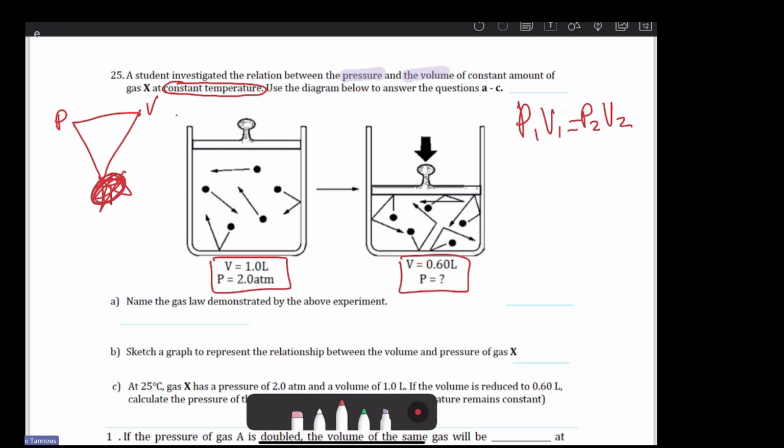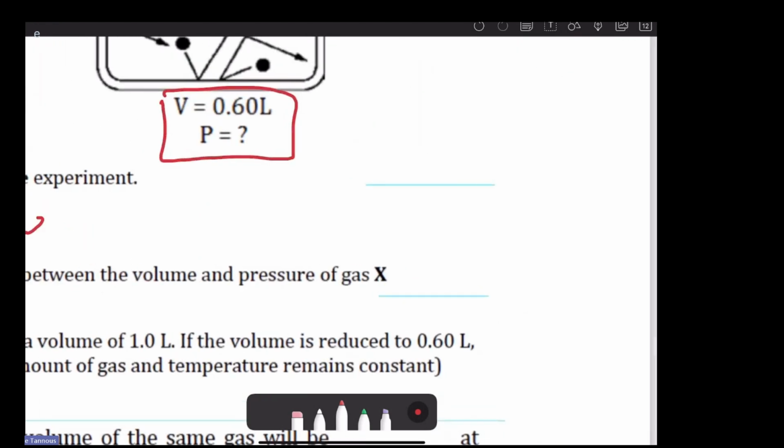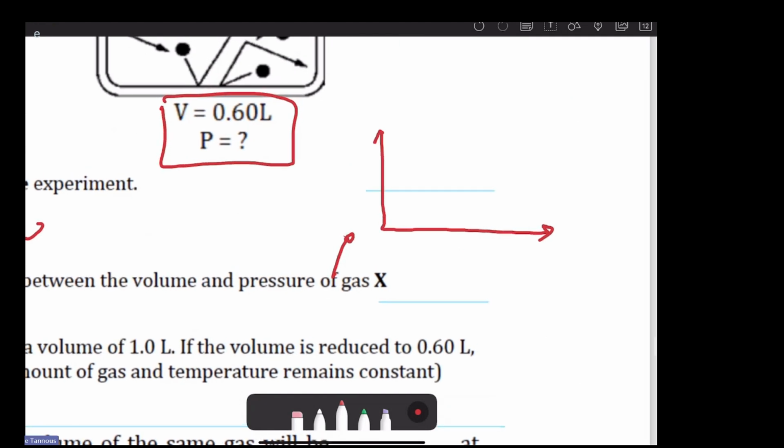And when this is compressed, it means P increases. I can see that the size, the volume, is less. Name the law demonstrated. That's Boyle's law. Sketch the graph that represents the relationship. So I'm going to do it over here. It is pressure versus volume.